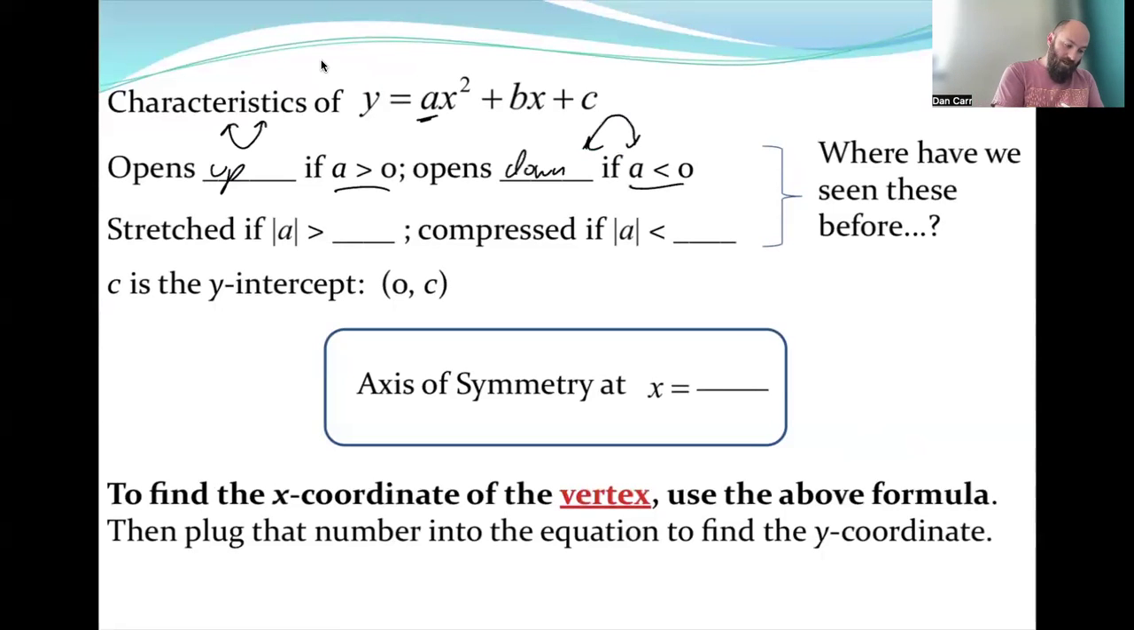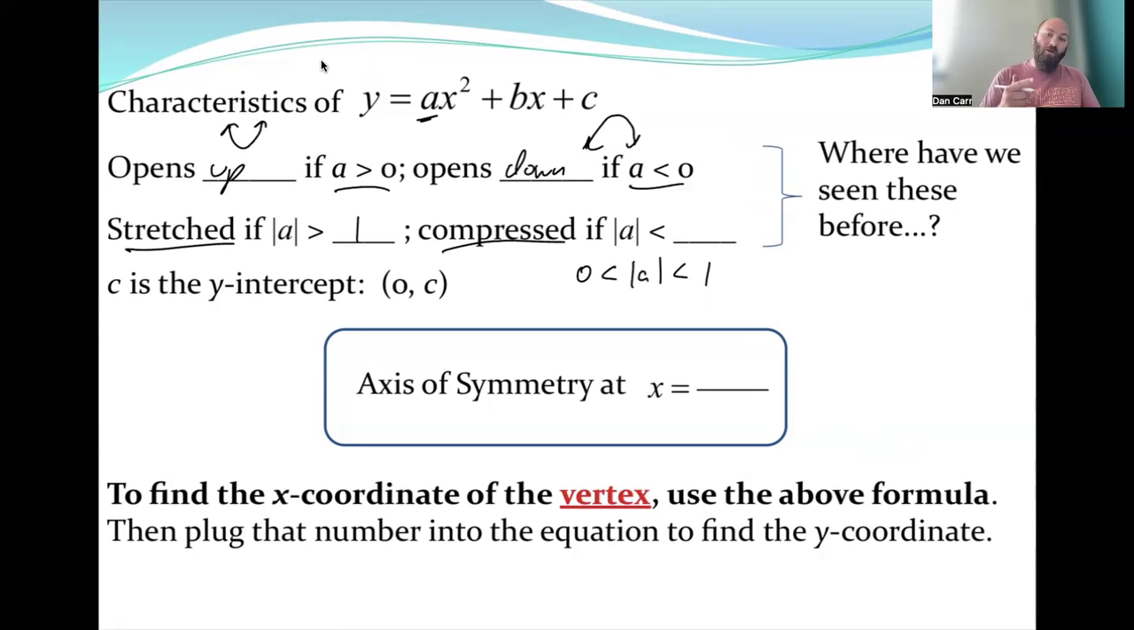If the absolute value of a is greater than 1, it's vertically stretched. And if the absolute value, well, technically we should say this: the absolute value of a has to be between 0 and 1, then we get a compression. Kind of seen that before, just like we did with our absolute value functions.